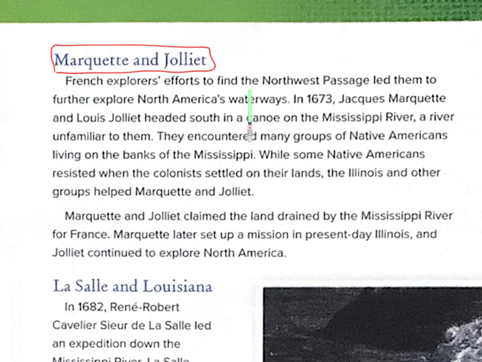French explorers' efforts to find the Northwest Passage led them to further explore North America's waterways. In 1673, Jacques Marquette and Louis Joliet headed south in a canoe on the Mississippi River, a river unfamiliar to them. They encountered many groups of Native Americans living on the banks of the Mississippi. While some Native Americans resisted when the colonists settled on their lands, the Illinois and other groups helped Marquette and Joliet. There's your notes. Go ahead and pause the video and copy those. And then when you're ready, you can start the video again, and we'll move on.